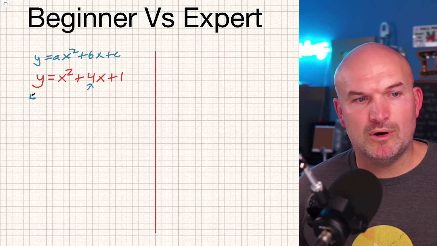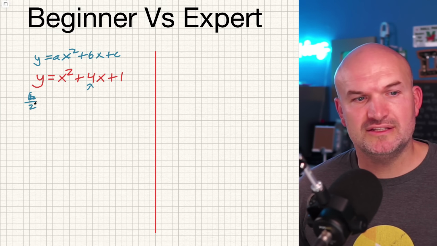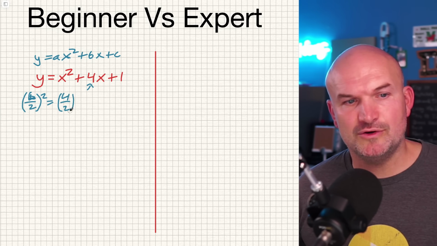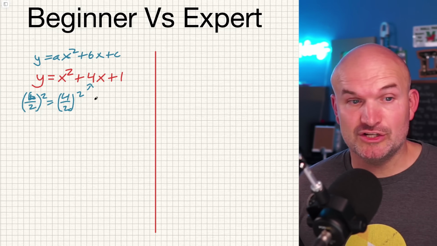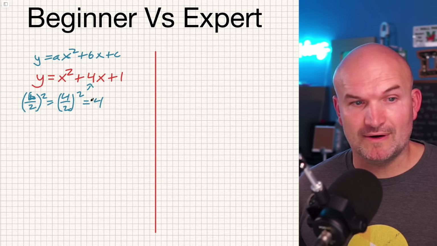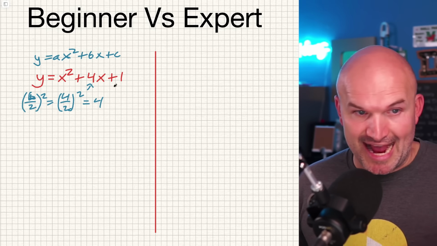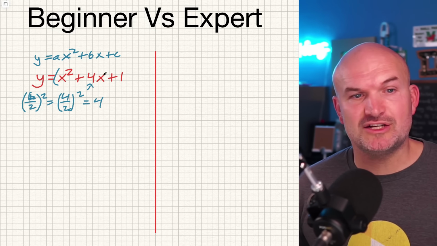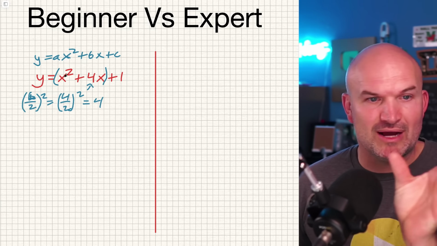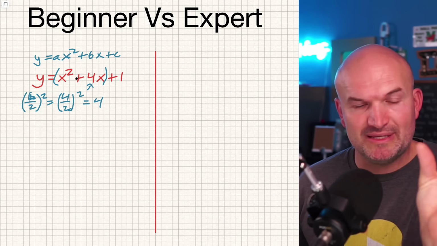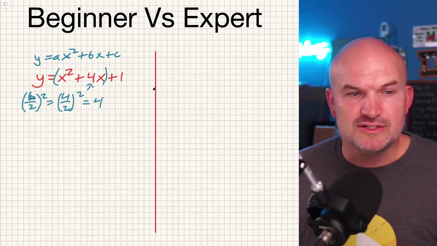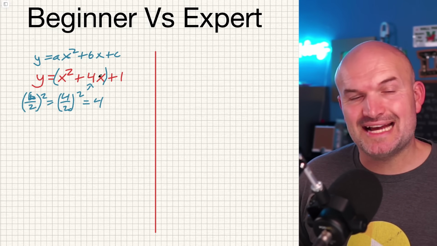So what we're going to do is take our b, divide it by 2, and square it. So we're going to do 4 divided by 2, squared. And that's going to give us the number 4. Now we're going to add that 4 to our first two terms. A lot of times I tell students to put parentheses around these first two terms. That is the expression that we are going to turn into a perfect square trinomial. So we're going to add a 4 inside these parentheses.